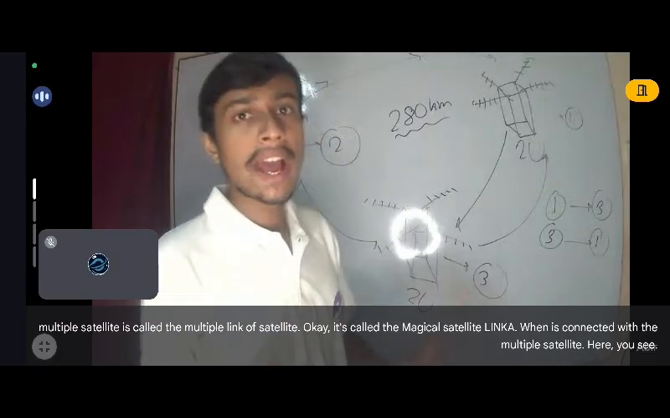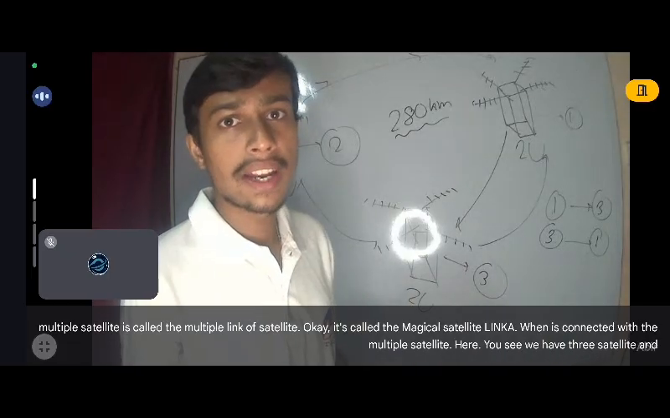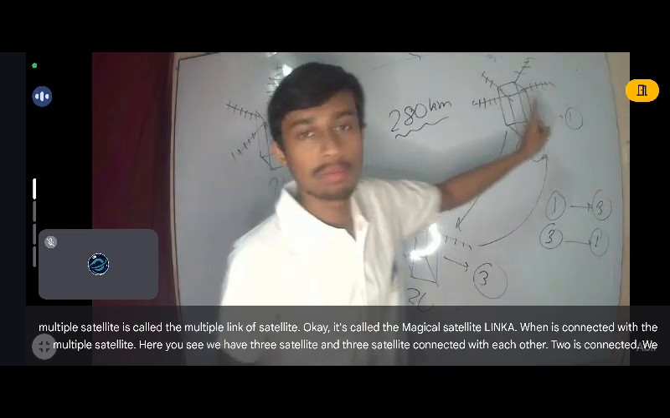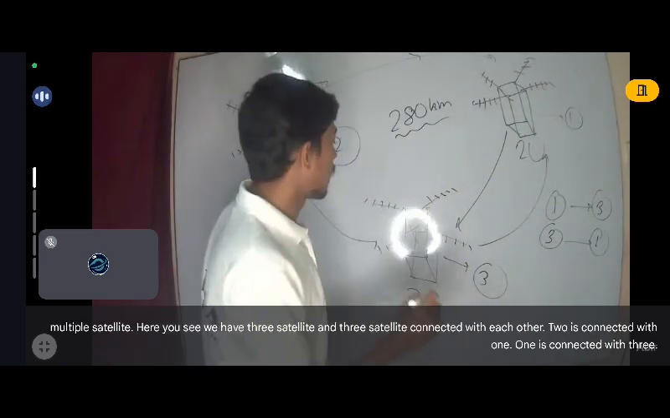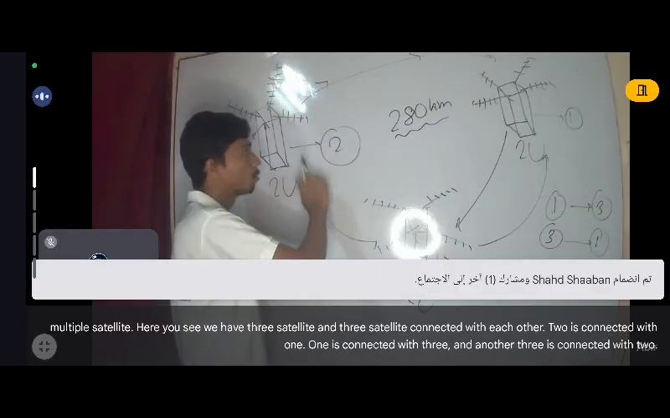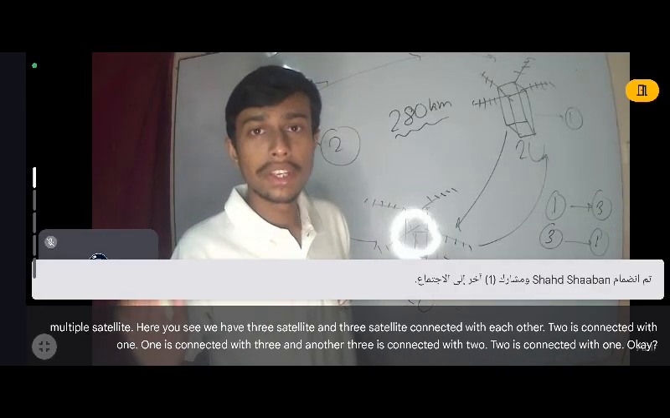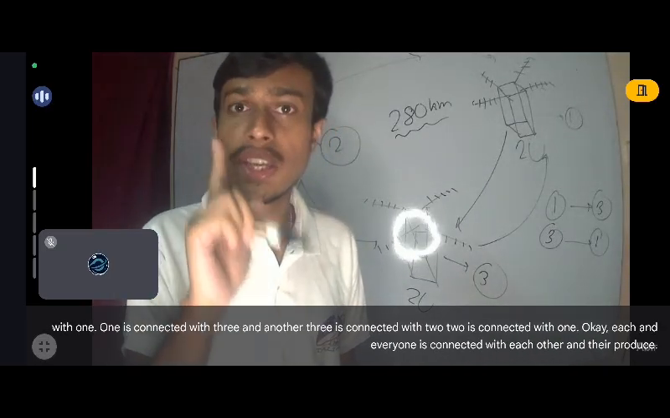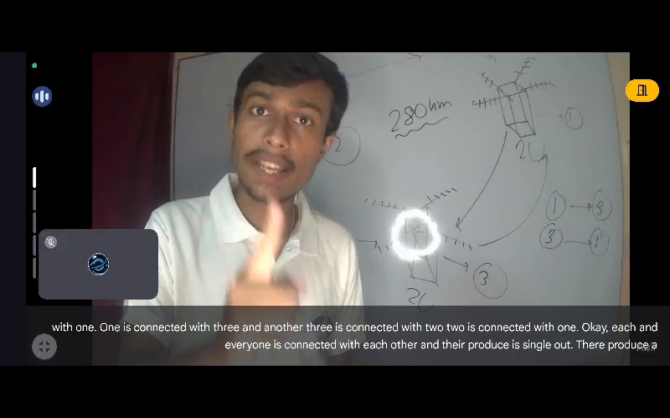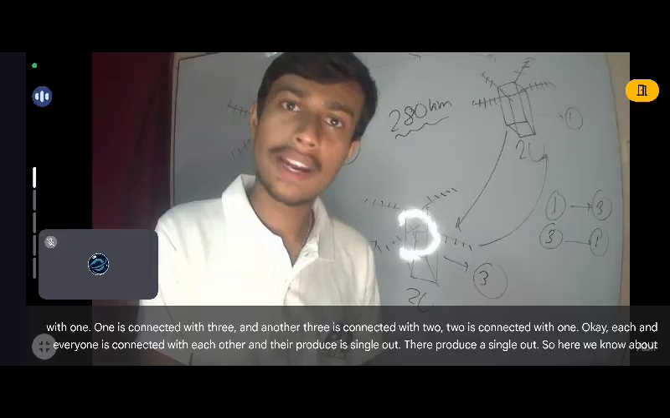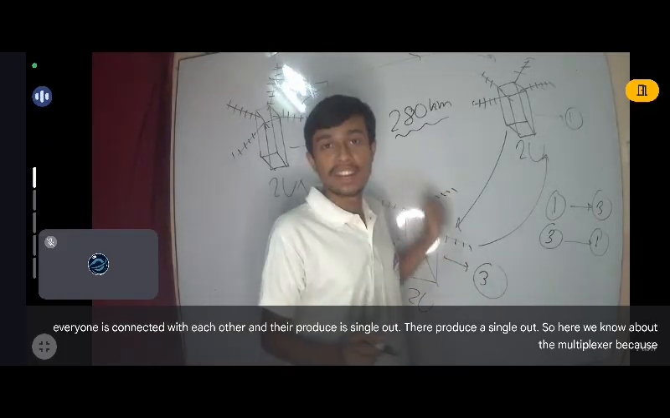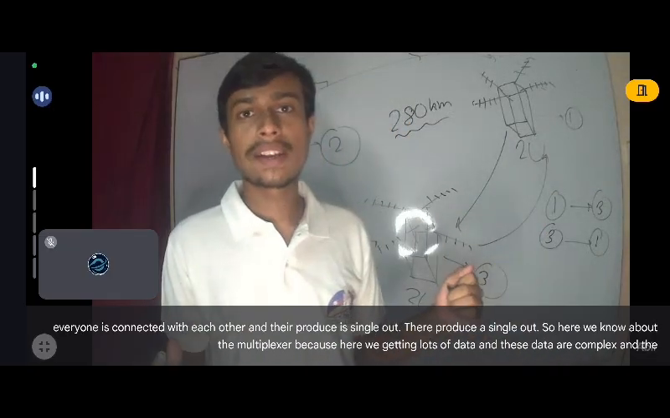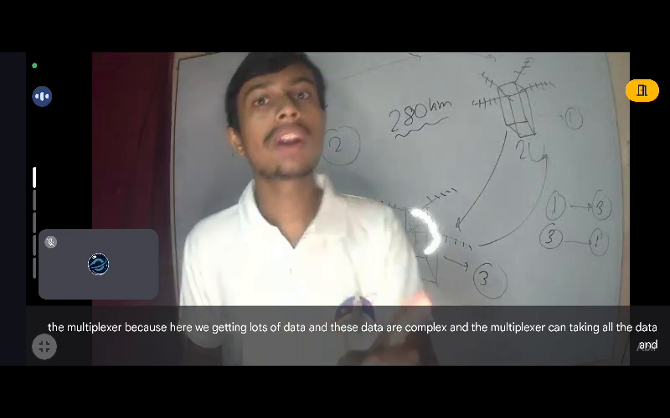Here you see we have 3 satellites, and all 3 are connected with each other. 2 is connected with 1, 1 is connected with 3, and 3 is connected with 2. Each and every one is connected with each other, and they produce a single output. So here we know about the multiplexer, because we get lots of complex data, and the multiplexer can take all the data and send one output.